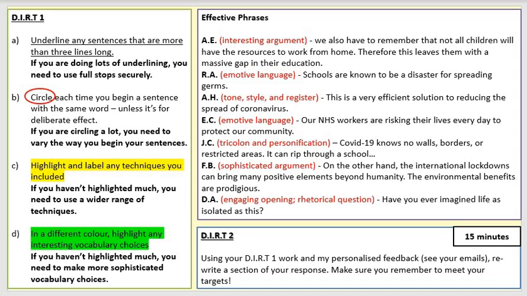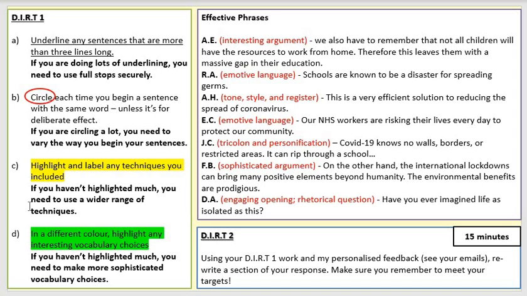Secondly, you need to circle each time you begin a sentence with the same word, unless, of course, it's for deliberate effect. And again, if you're circling a lot, you need to focus on varying the way you begin your sentences. Thirdly, highlight and label any techniques you've included.